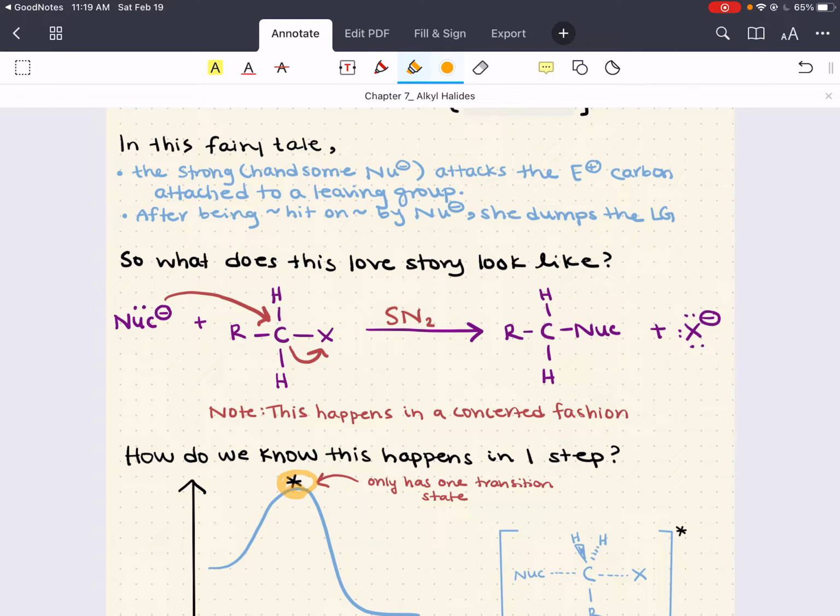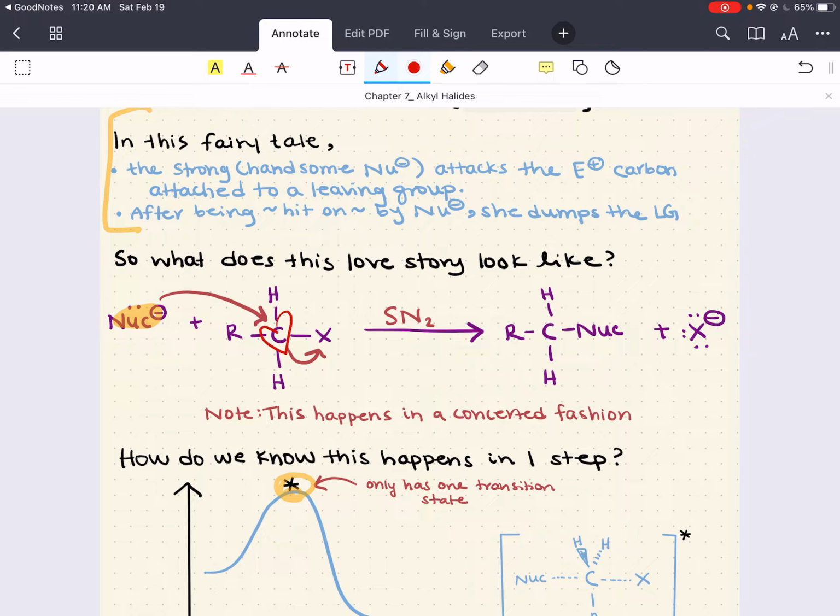Now, you might ask, well, what does this love story really look like? We talked about the fairy tale in words. Now let's look at it in play. So here's our strong and handsome nucleophile, and he's got his eyes on this electrophilic carbon that is attached to a halogen.